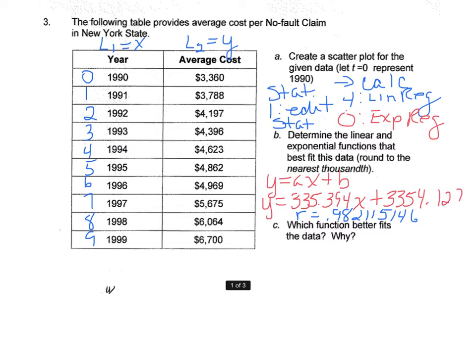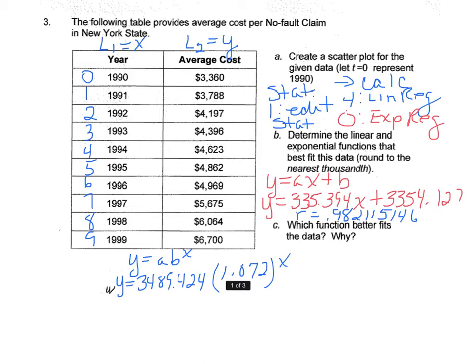Okay, so for the exponential, it is y equals a b raised to the x. And again, I need my values to the nearest thousandth. So it's y equals 3489.424 times 1.072 raised to the x. Again, I'm finding my values off the calculator just like you are.